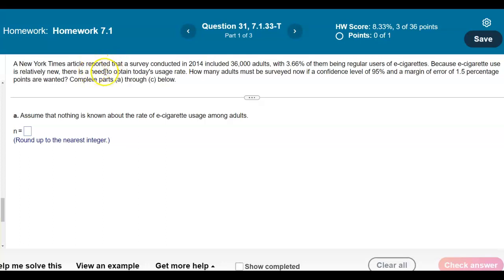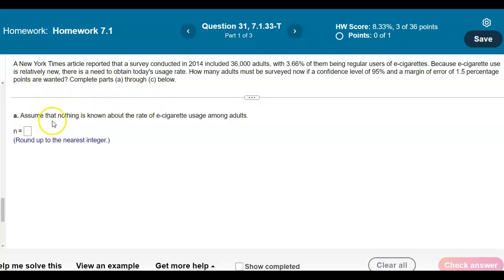A New York Times article reported that a survey conducted in 2014 included 36,000 adults, with 3.66% of them being regular users of e-cigarettes. Because e-cigarette use is relatively new, there is a need to obtain today's usage rate. How many adults must be surveyed now if a confidence level of 95% and a margin of error of 1.5 percentage points are wanted? We're going to complete parts A through C below.